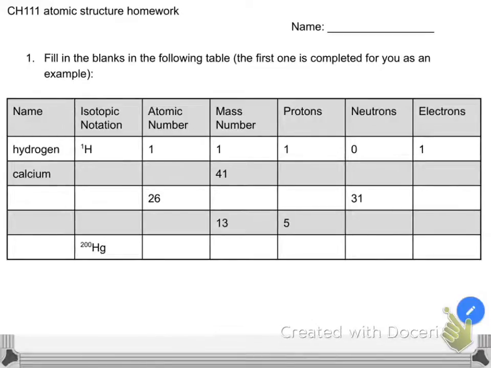Hey guys, so we're going to do this worksheet that I gave you on Friday. I'm going to walk you through it to help you understand, to make sure you're ready for tomorrow's test. So first off, we need a periodic table, so make sure you've got that handy.